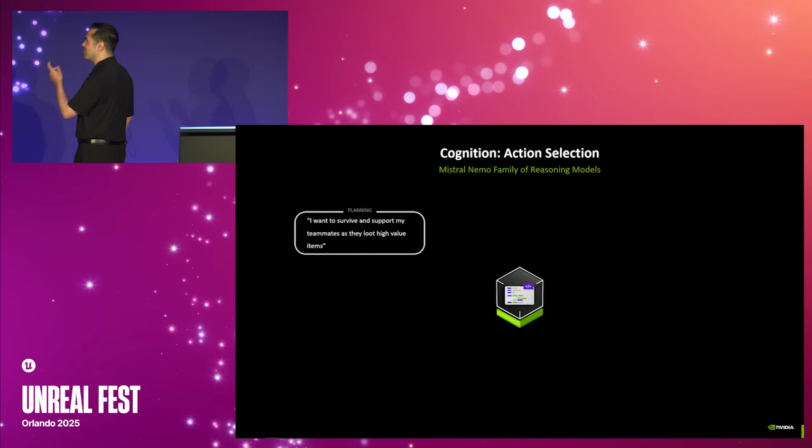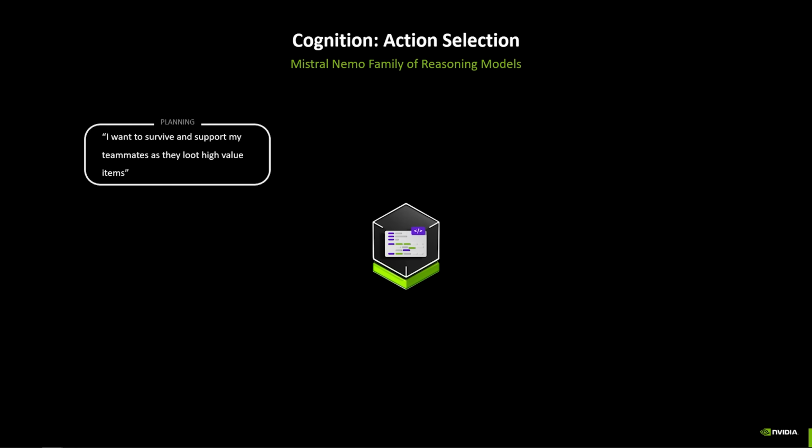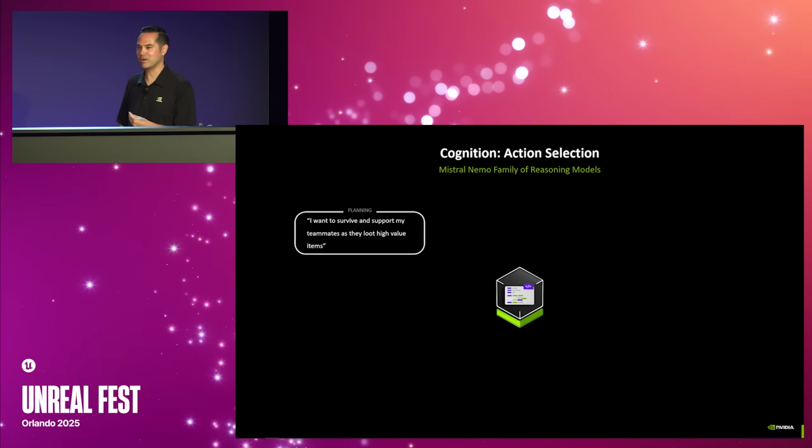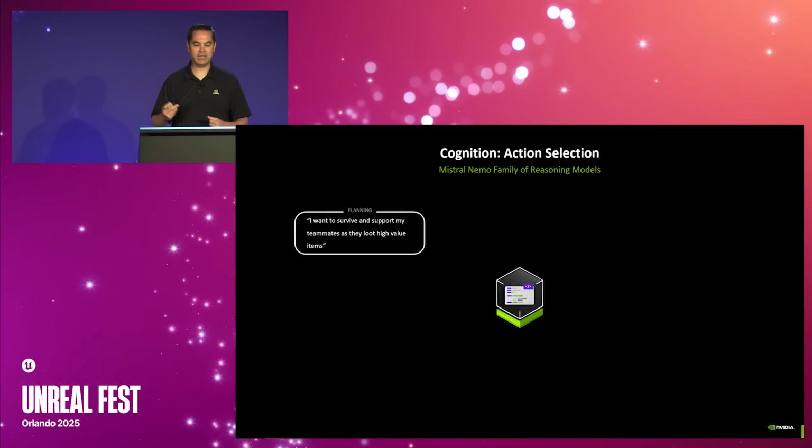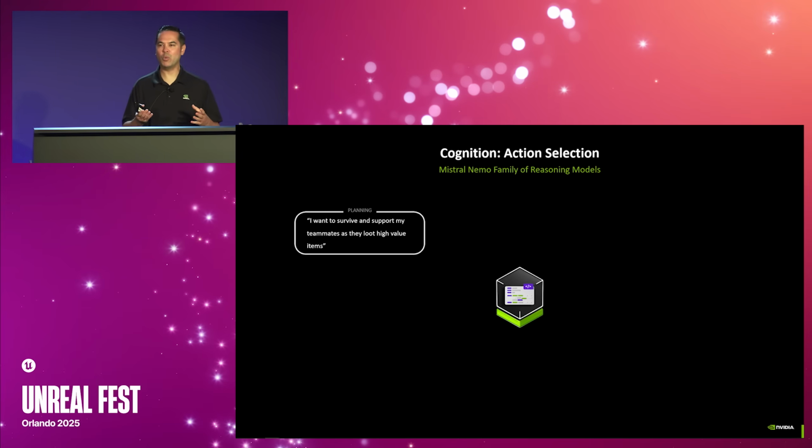So for example, with our Mistral NeMo family of reasoning models, we can do a use case here. Because remember before, human decision-making is difficult. How do we give cognition to characters? How do we understand different scenarios? So for example, if I'm planning something, I'm using maybe a co-player character, maybe a bot that can fight alongside you if he's in a squad. In this case, the planning is: I want to survive and support my teammates as they loot high-value items, because I don't want him to take my stuff. I want him to support me.